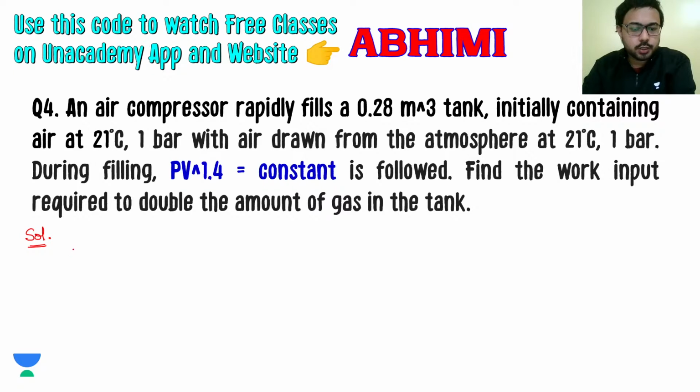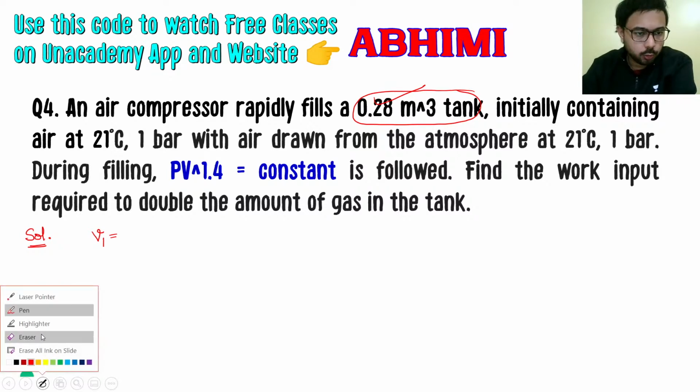For this question, first we are provided with this 0.28 meter cube tank, and we have to calculate first of all what is the mass present here. Since 0.28 meter cube is given as the volume, we can use the PV equals MRT formula to calculate the mass. So let's do that.